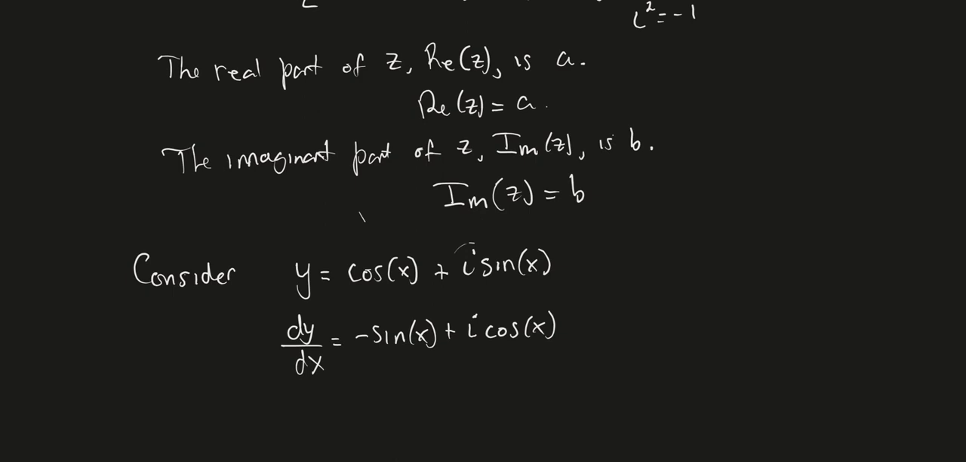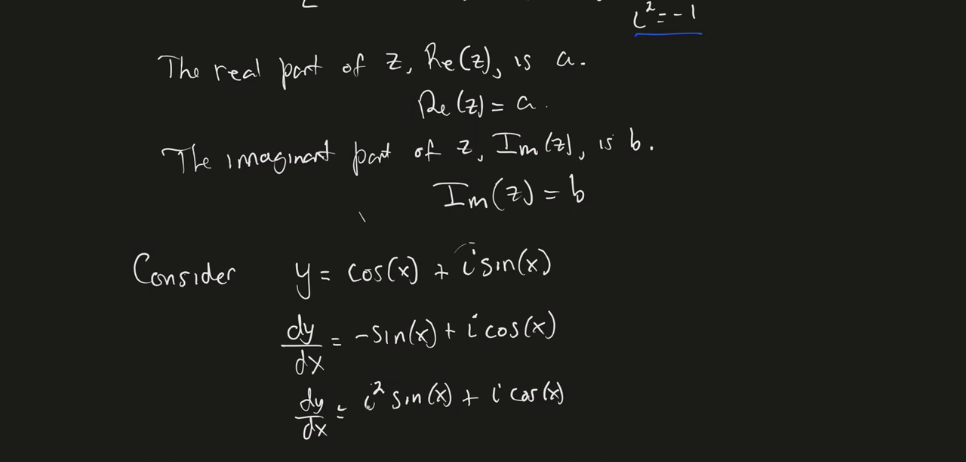But now I have that -1 is equal to i squared. So instead of having -1 sine x, I'm just going to put an i squared in front of this. So this is where I'm going to use this definition. So I'm going to take dy/dx and write it as i squared sine x plus i cosine of x.